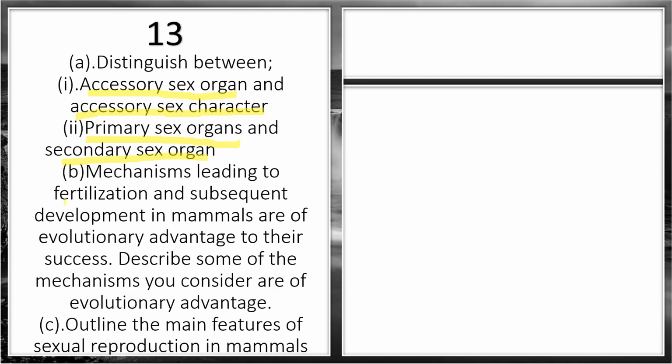mechanisms leading to fertilization and subsequent development in mammals are also of evolutionary advantage to their success. Describe some of the mechanisms you consider are evolutionary advantages. Part C, outline the main features of sexual reproduction in mammals.